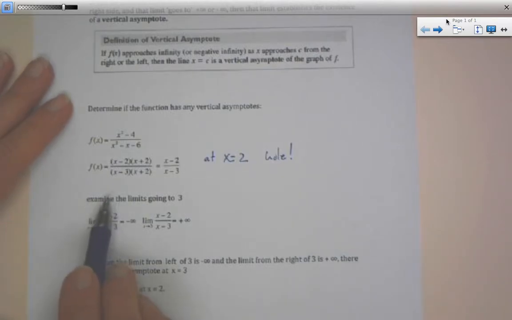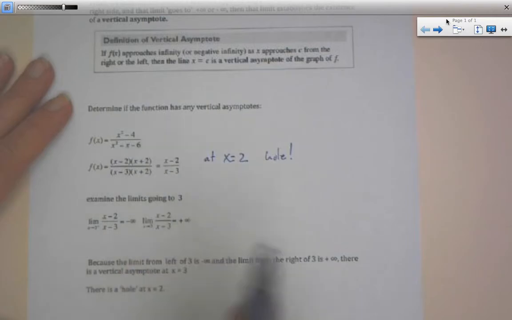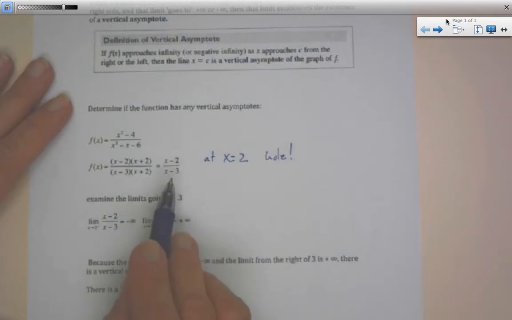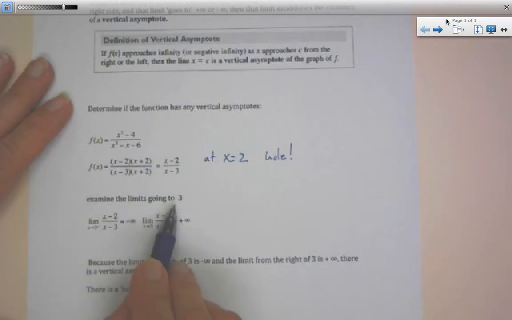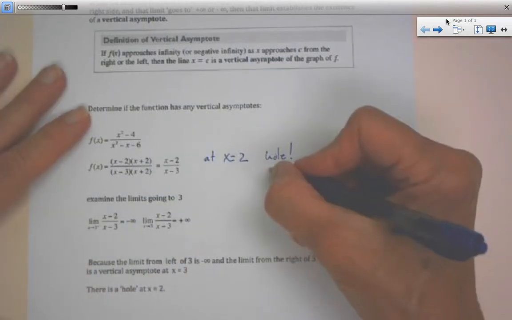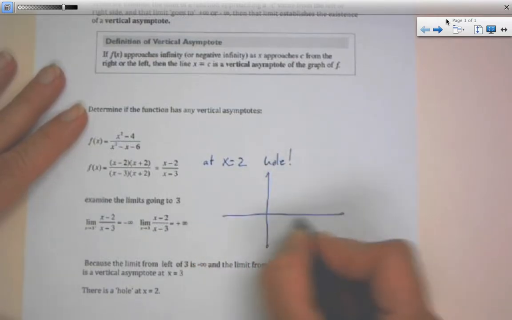So we notice that the denominator is x minus 3, and if x is 3, it makes the denominator equal 0, which we know we can't have. It makes the whole rational function undefined. So let's examine the limits going to 3. So again, if you're looking from the left and the right, you're going to need to sketch a graph.